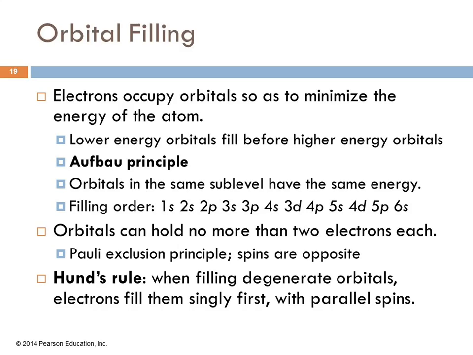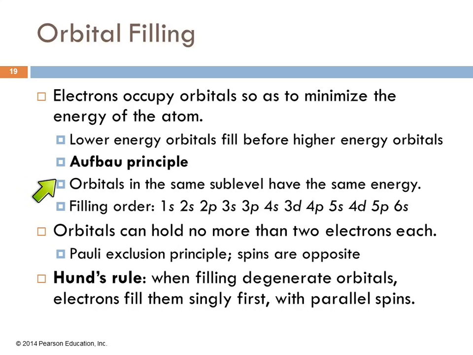So, orbital filling. The orbitals are going to fill from low energy to high energy. You think about electrons as people going to a hotel, and they're cheap. They're going to go for the cheap room first. Those rooms are going to fill, the cheapest one first, and then the next most expensive one. So lower energy orbitals fill before higher energy orbitals. This is the Aufbau principle.